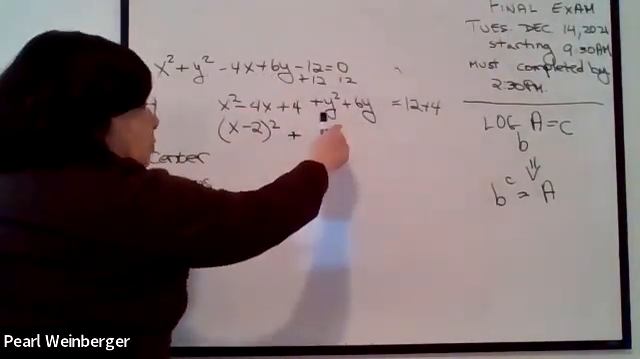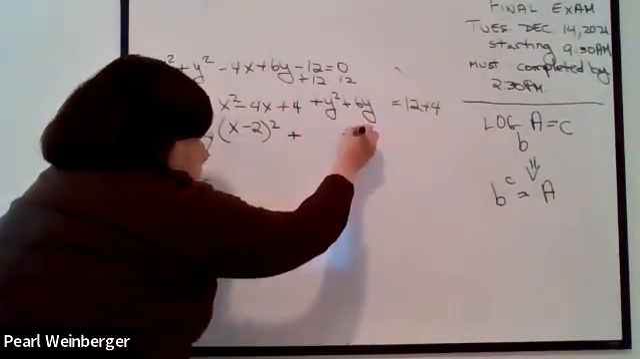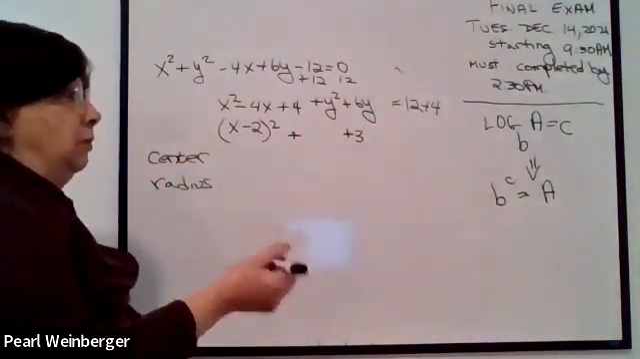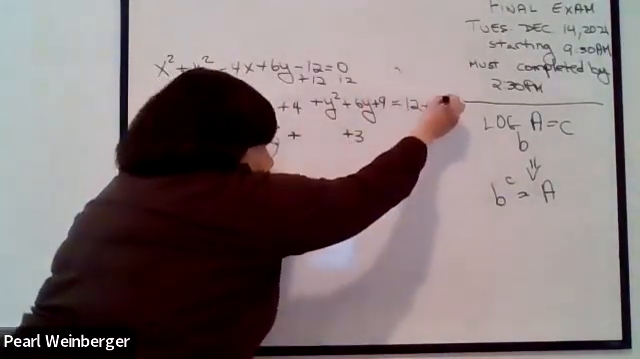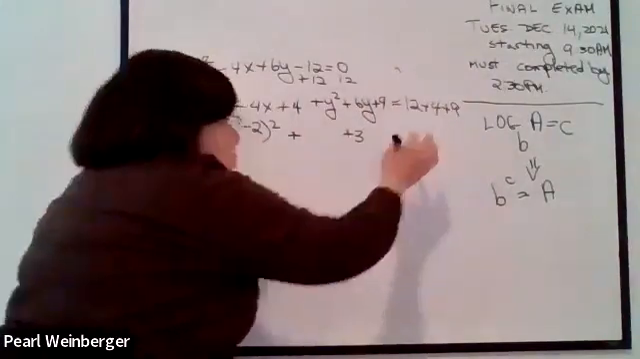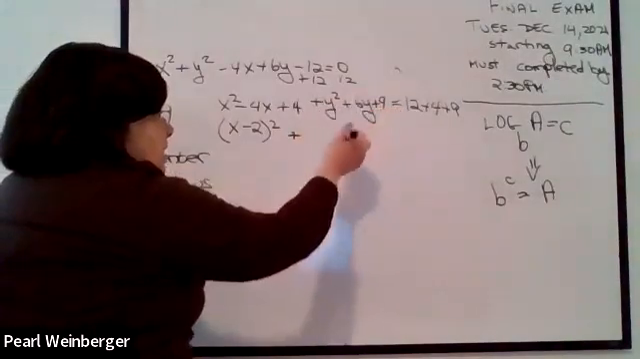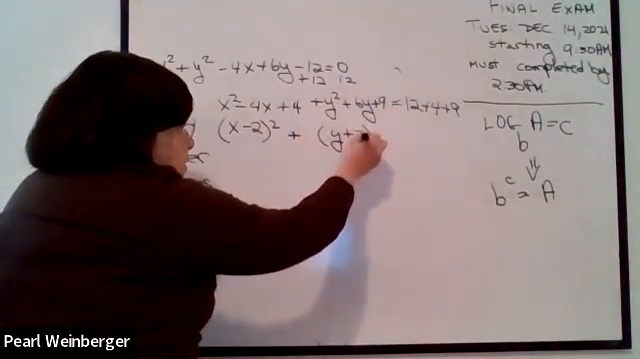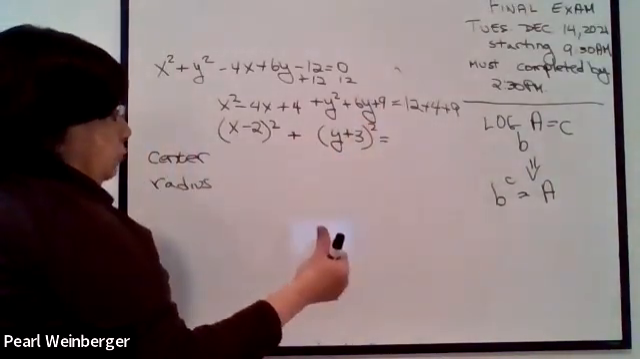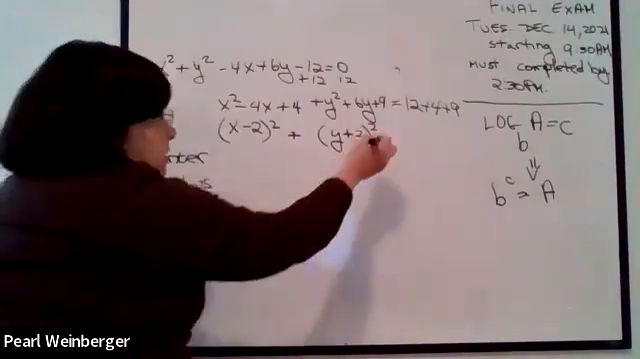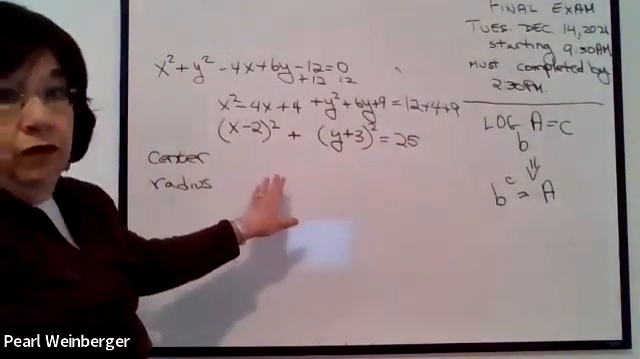I'm doing the same thing with the y's. I take half of the coefficient of the y term, which in this case is plus 3, and square it. I multiply it by itself. 3 times 3 is 9. And I put plus 9 here, which means I put plus 9 on the other side as well, maintaining my balance. This y squared plus 6y plus 9 now becomes y plus 3 squared. And now if I add up everything that's on the other side, plus 12 plus 4 is 16, plus 9 is 25. I now have this in standard format.